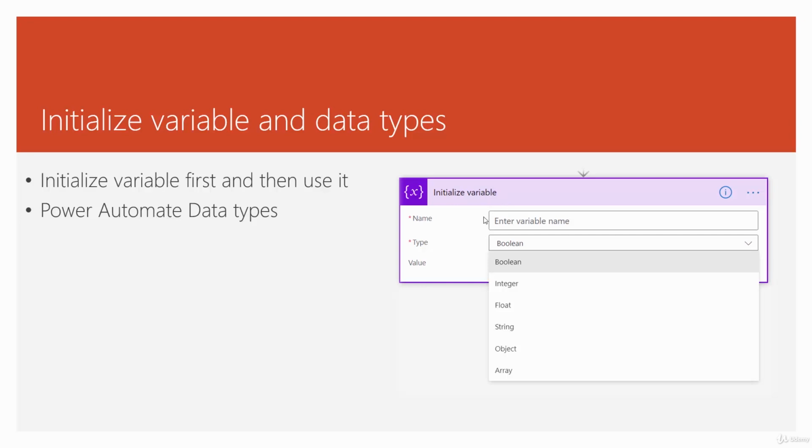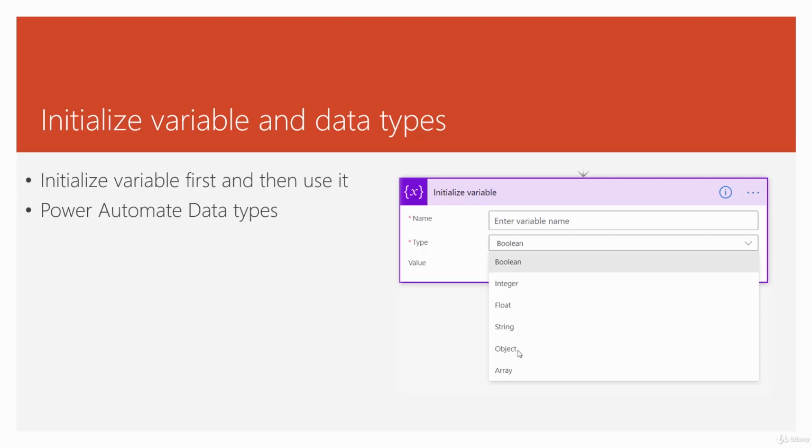Let's put that aside and come back with initialize variable and see how it works. When you create a variable, you give it a name, and then you need to pick the type for it. The types that are available in Power Automate are Boolean, integer, float, string, object, and array. Many of them are very self-explanatory. Boolean can be true or false, integer, a whole number, float is a number that can have decimal points, string is a string, there is nothing to explain.